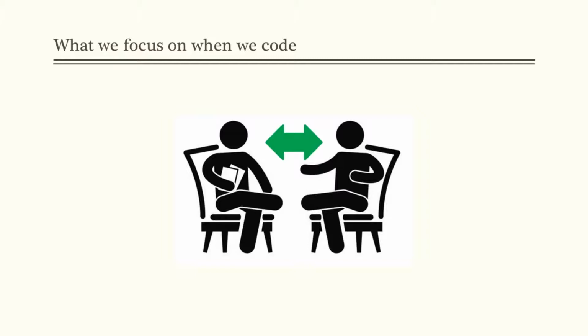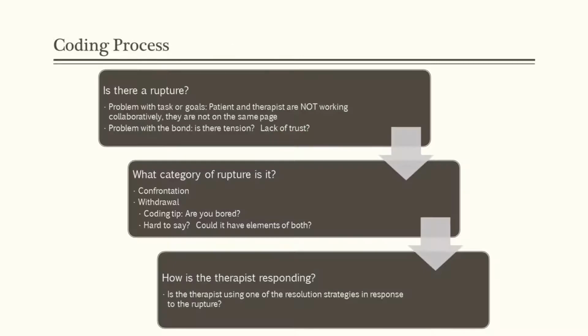In addition, it's very important in the coding process to start with the question, is there a rupture? That's the first question to ask when watching a video clip. Is there a problem with the tasks or goals? Are the patient and therapist not working collaboratively? Are they not on the same page? Is there a problem with the bond? Is there tension? Is there a lack of trust? We start there, because if the answer to that is no, then you don't code.